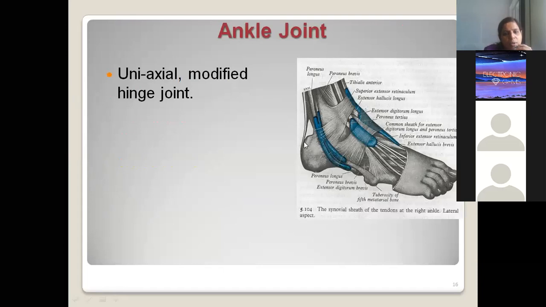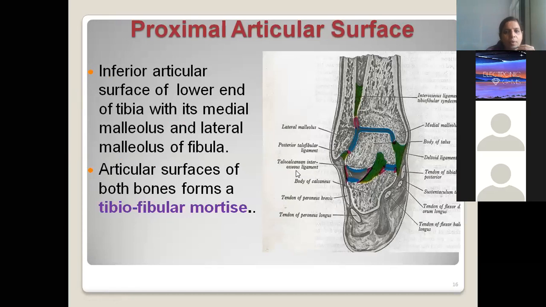See, it is also a uniaxial modified type of hinge joint. What is the other hinge joint we have seen? Elbow joint was a hinge joint, knee joint was a hinge joint, isn't it? Similarly, your ankle joint also.